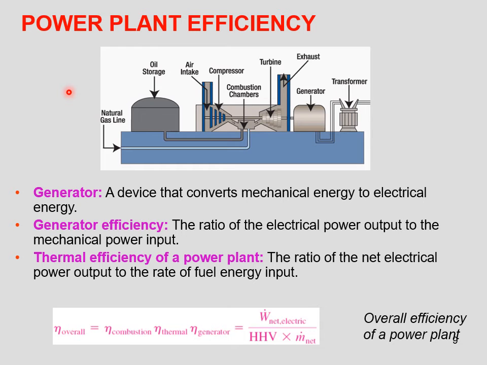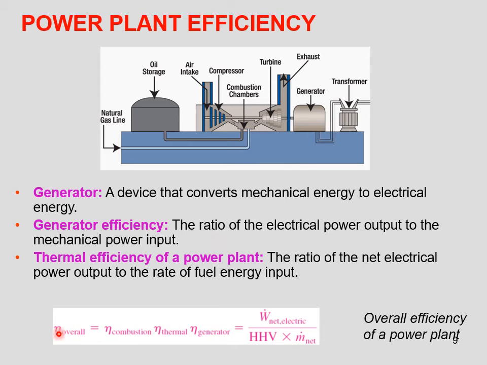So let's take a look at the power plant efficiency. So here we have a mock-up of a power plant. We have a combustion chamber where the fuel is burned. We have some thermal systems that carry the hot fluids through the pipes. We have a generator that's going to turn the mechanical energy into the electrical energy. So how do we calculate the efficiency of this overall plant?